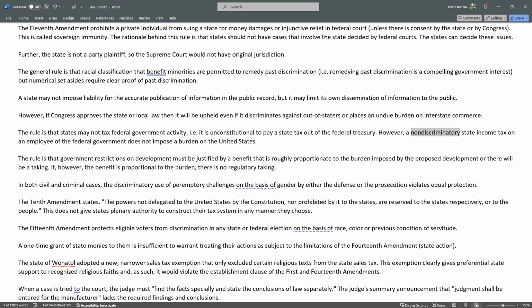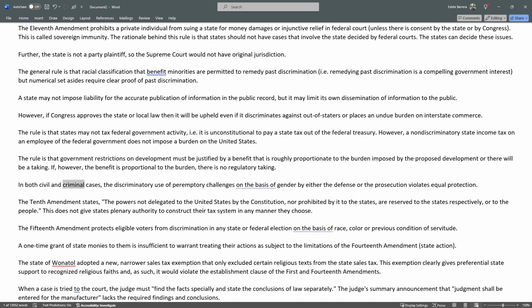However, a non-discriminatory state income tax on an employee of the federal government does not impose a burden on the United States. The rule is that government restrictions on development must be justified by a benefit that is roughly proportionate to the burden imposed by the proposed development, or there will be a taking. If, however, the benefit is proportional to the burden, there is no regulatory taking.